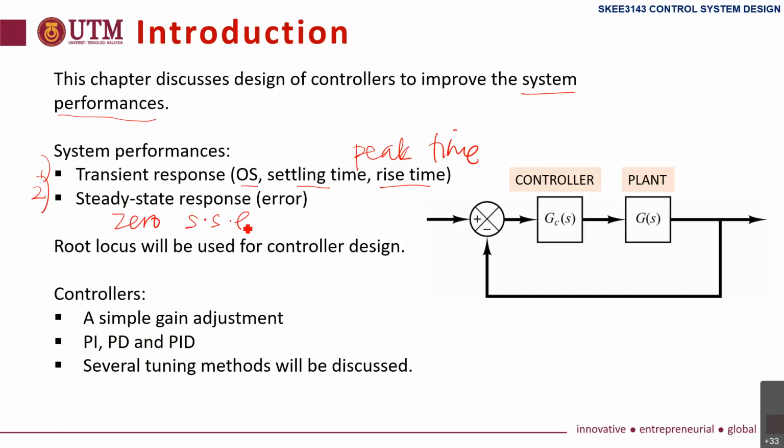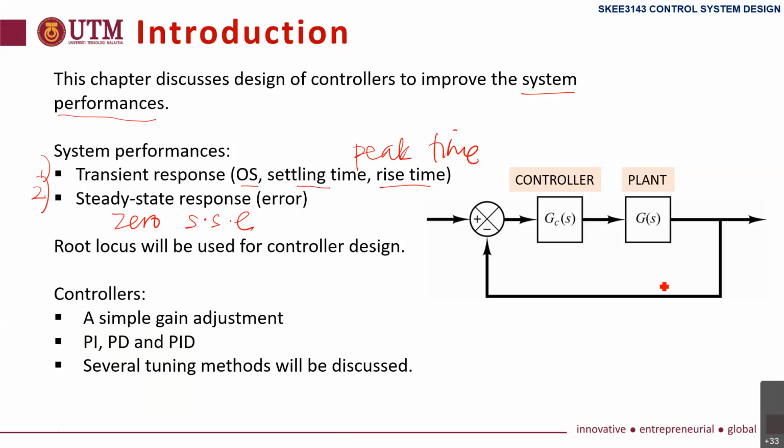When we do analysis, we can calculate overshoot, all those transient response parameters. Then we can calculate error. Then we decide whether we need to use a controller or not. If the one that we obtain is not according to our desired specification, then we need to add controllers.